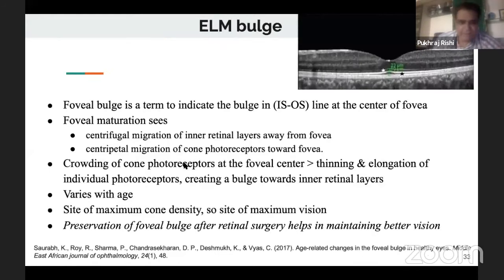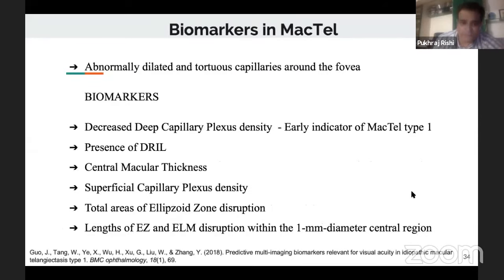So the ELM bulge, this is a normal anatomy, and happens because there's a centrifugal migration of the inner retinal layers away from the fovea with the centripetal migration of the cone photoreceptors. So preservation of foveal bulge after any kind of retinal surgery helps in denoting or prognosticating a good visual outcome.